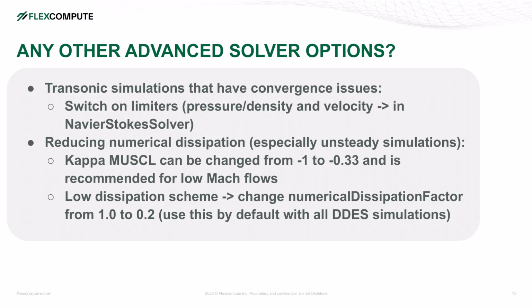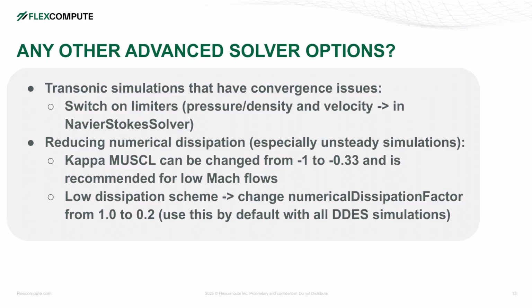Next, we will look at some additional solver controls that affect robustness and accuracy. If you run transonic or high-speed cases and see convergence difficulties, it can help to turn on limiters. Enabling pressure, density, and velocity limiters in the Navier-Stokes equations can stabilize strong gradients, especially near shocks or high Mach regions such as propeller tips at high RPM.